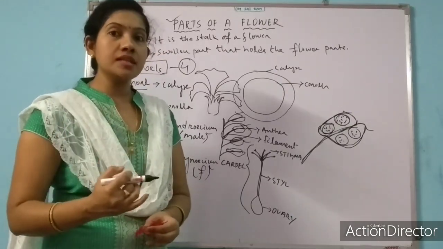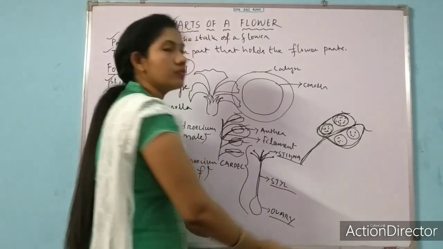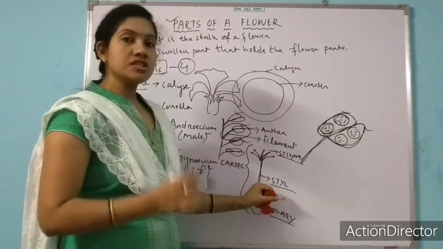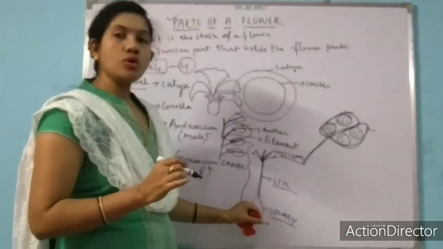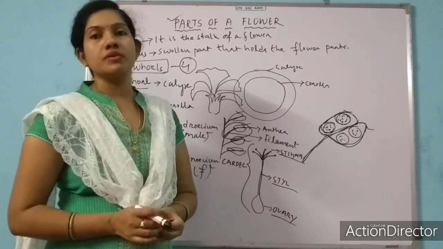So what are the contents of a carpel? What are the things that form a carpel? Stigma, style and ovary. Stigma at the tip. Style is a stalk that attaches the stigma to the ovary. At the last, the end swollen part is called ovary.